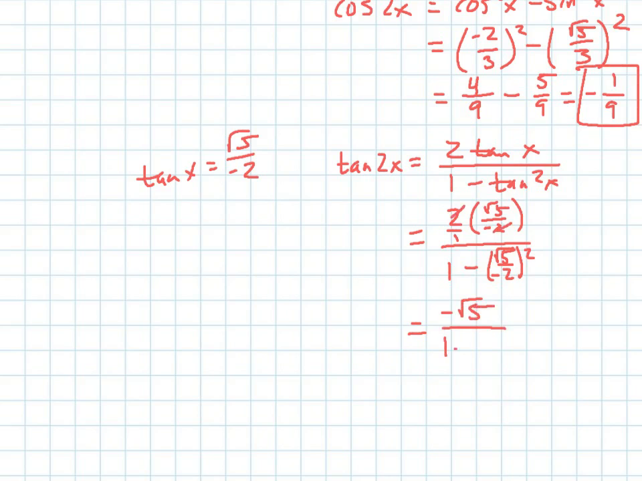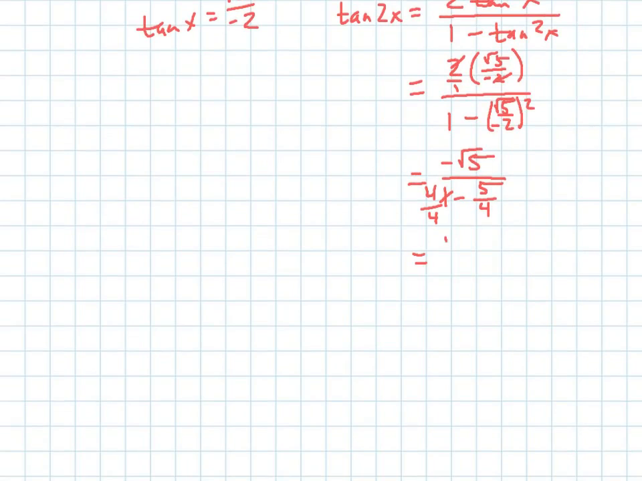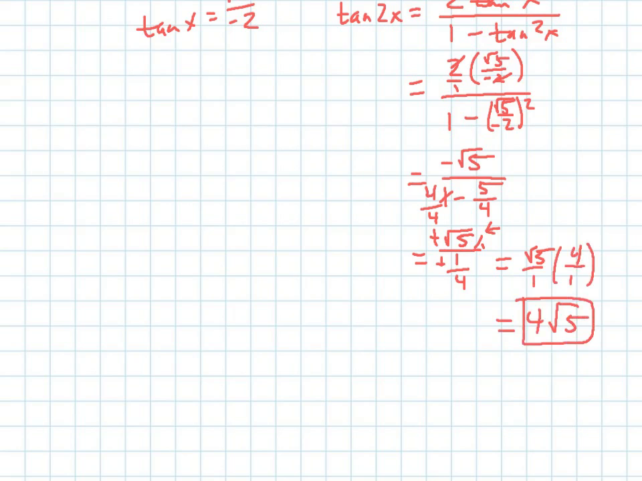So that leaves me a negative square root of 5. This one will be 1 minus 5 over 4. So let's make the 1 over 4 fourths. So I get negative square root of 5 over negative 1 over 4. So that makes it positive. This is the numerator, so it's like over 1. So I can flip this up and say square root of 5 over 1 times 4 over 1. So that gives me 4 square root of 5. So that would be my tangent for this problem. Okay.